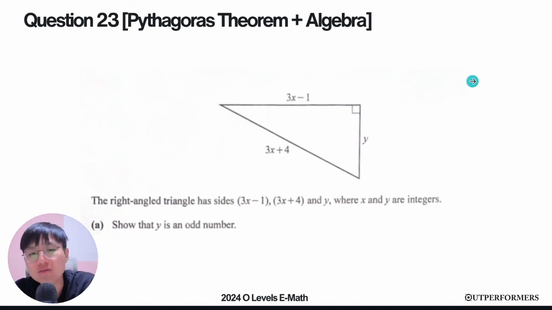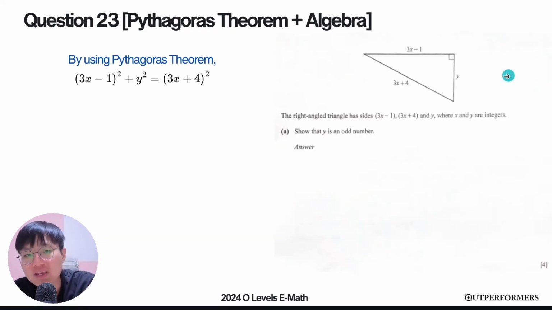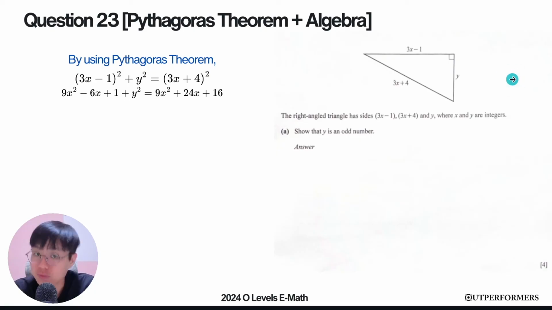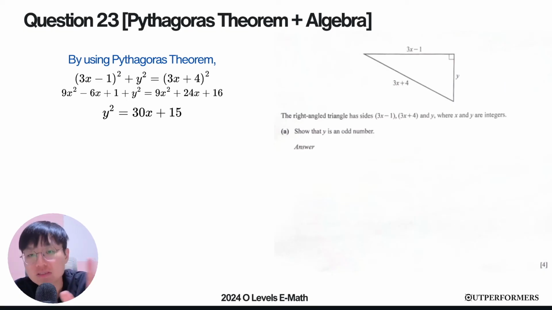The only information we can form right now is, because it's a right angle triangle, I will be able to form (3x minus 1) squared plus y squared equals (3x plus 4) squared. And since our job is to show that y is an odd number, I'm going to proceed to make y the subject first. So I expand this and make y squared the subject. Of course, the ultimate goal is y, but since I have y squared first, let's think about what y squared is comprised of. So y squared itself, we have 30x plus 15.